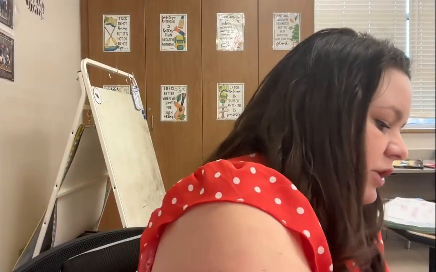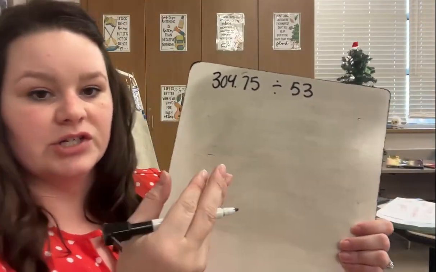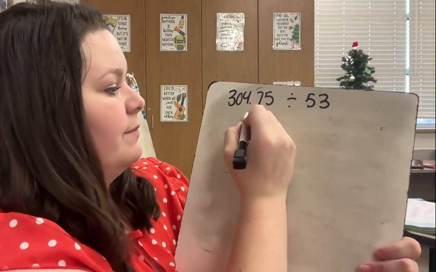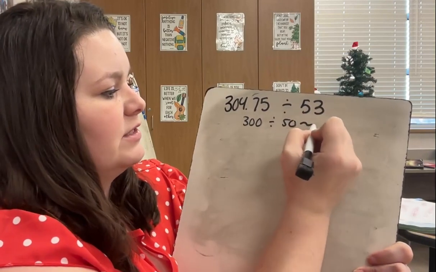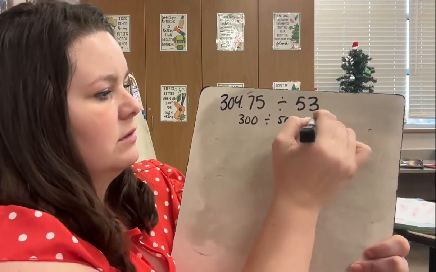So let's try one that's a little bit larger this time. Let's do 304 and 7/500 divided by 53. If I'm going to estimate this first, just to see what would give me a reasonable answer, this is about 300. This is about 50. So my answer should be somewhere around 6.